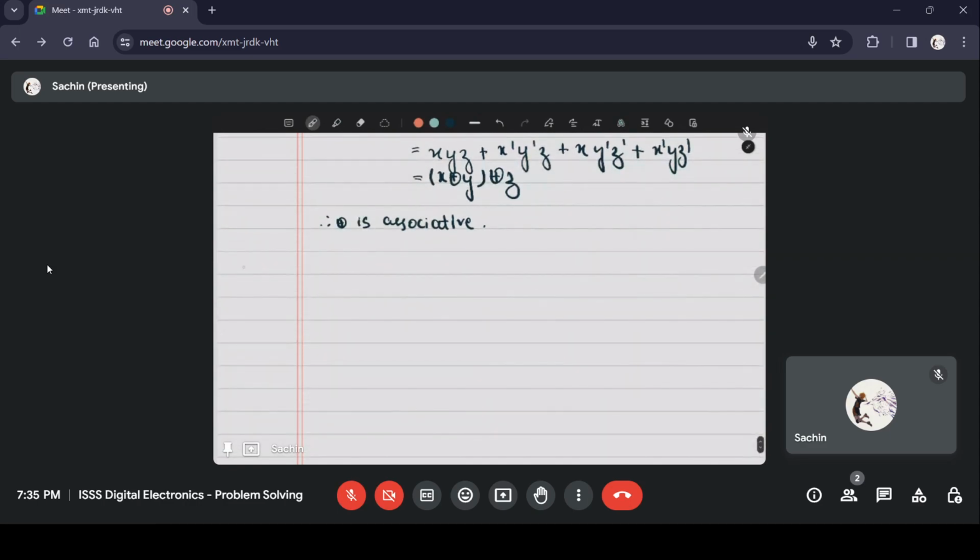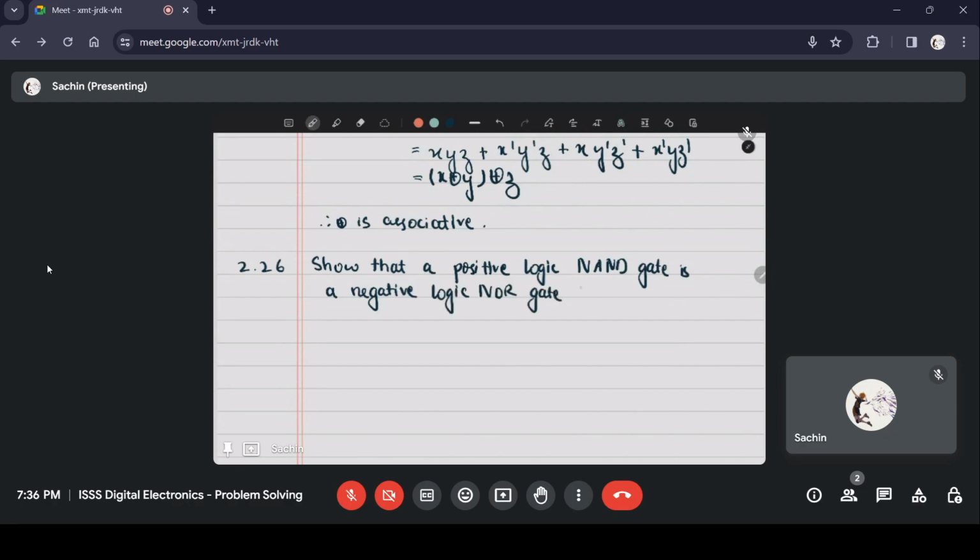Problem 2.26: show that a positive logic NAND gate is a negative logic NOR gate and vice versa.